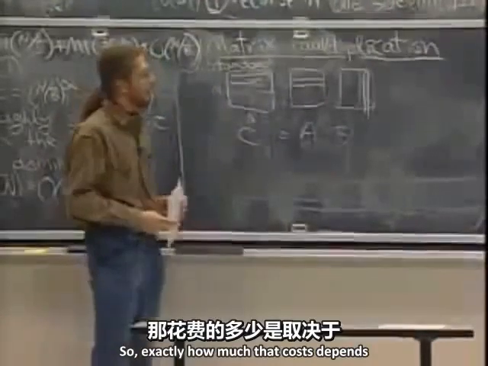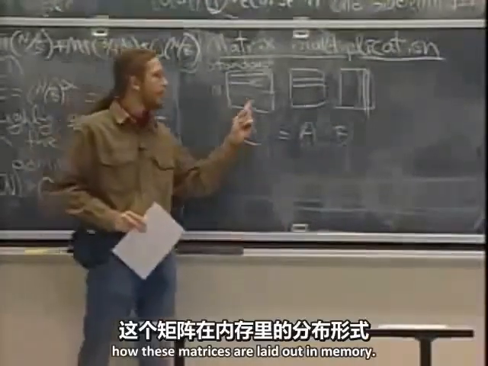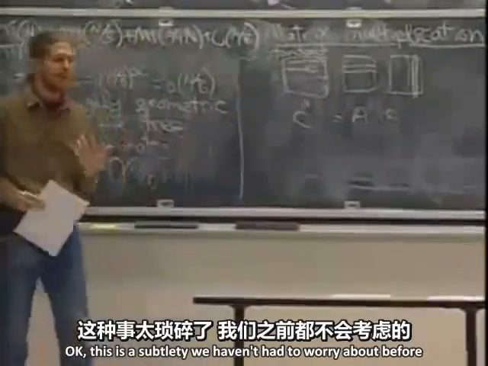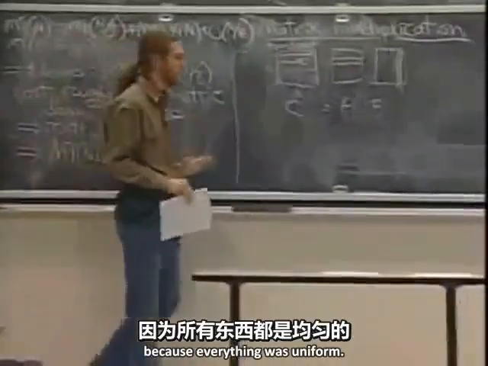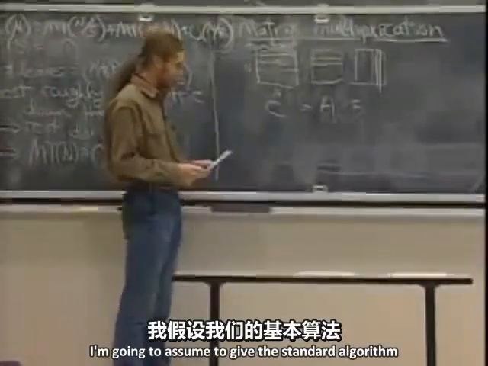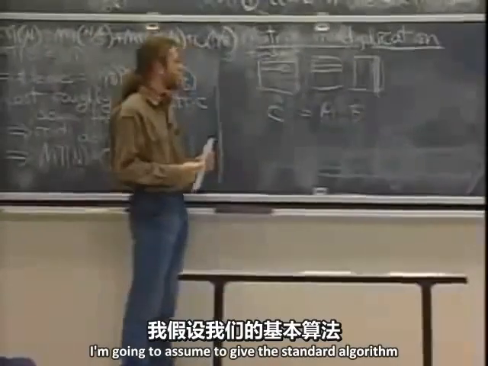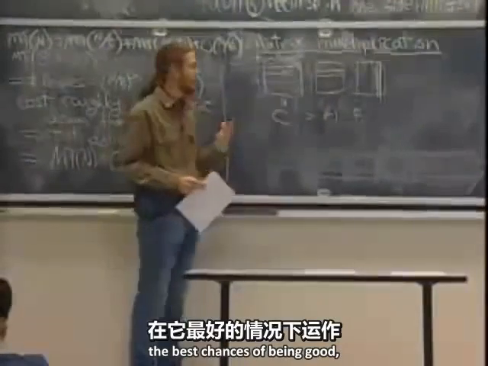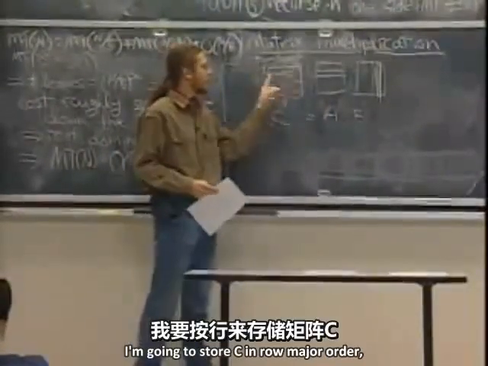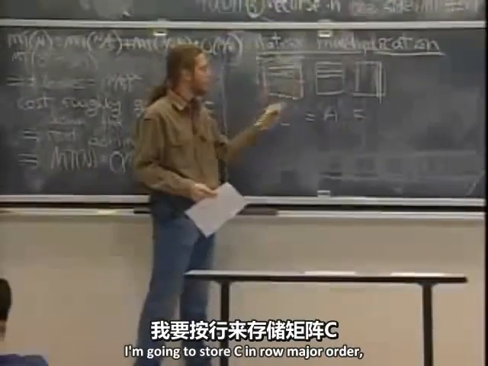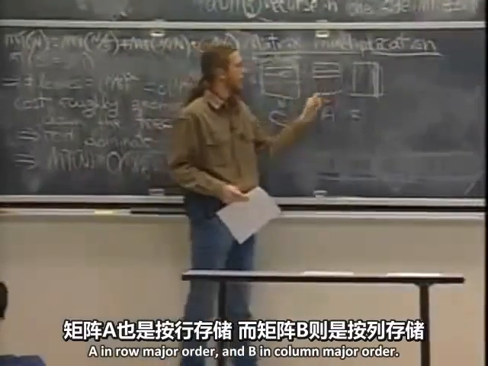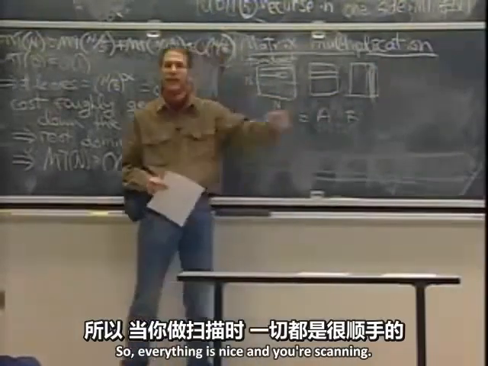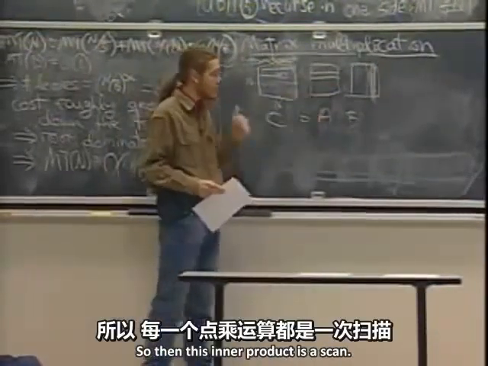So exactly how much that costs depends on how these matrices are laid out in memory. This is a subtlety that we haven't had to worry about before because everything was uniform. To give the standard algorithm the best chance of being good, I'm going to store C in row major order, A in row major order, and B in column major order. So everything is nice and you're scanning. So then this inner product is a scan. Cool.